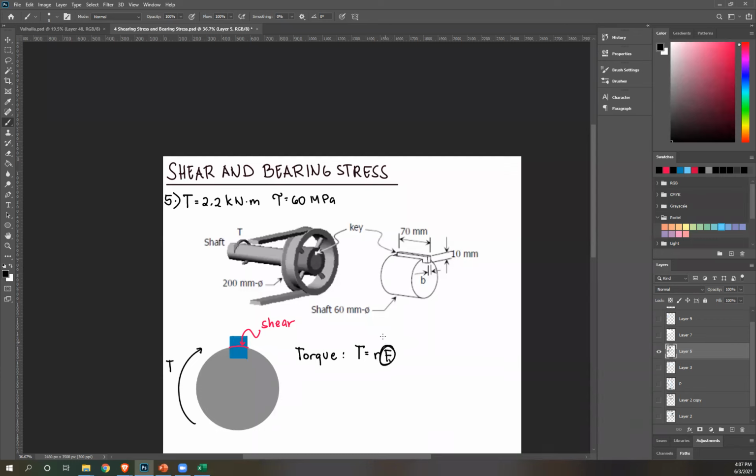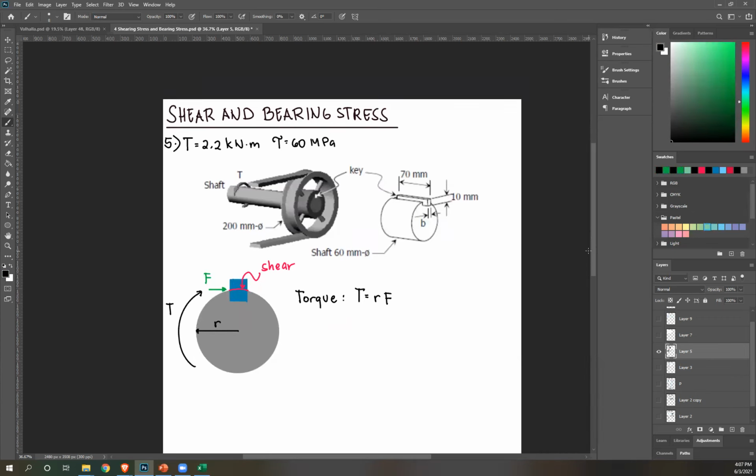And actually, this force is the tangential force. This is your F. So torque, this is the radius, and F is the tangential force from your torque. Therefore, that F is the shear force being experienced by this area. Now let's create our equation.